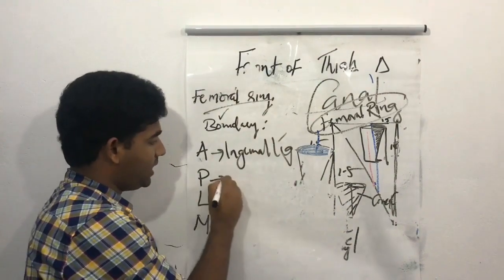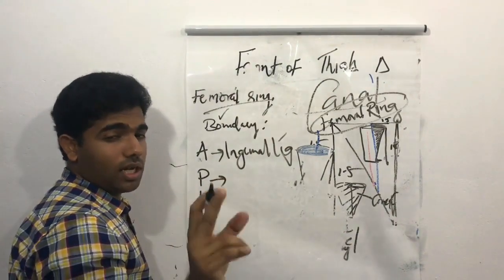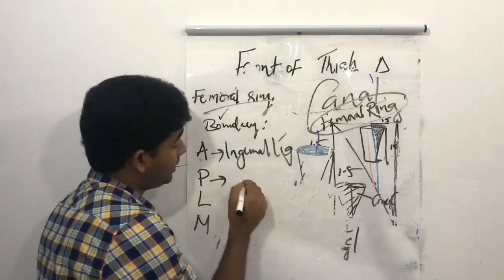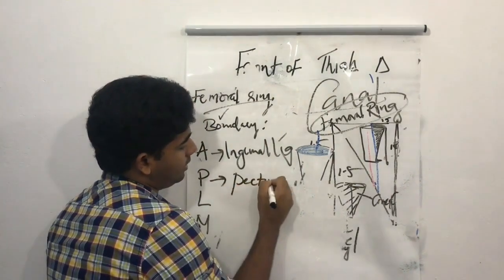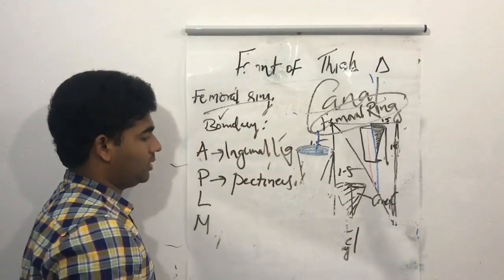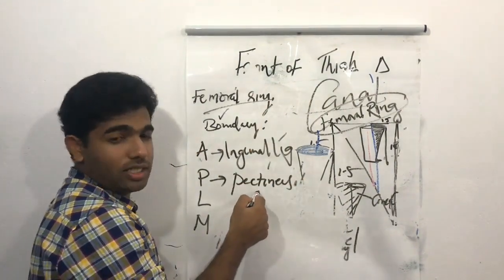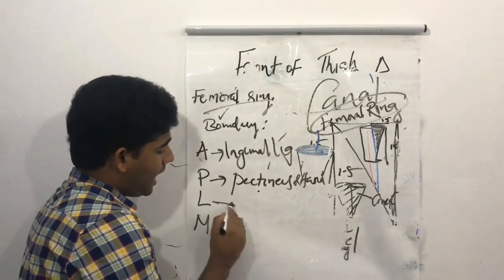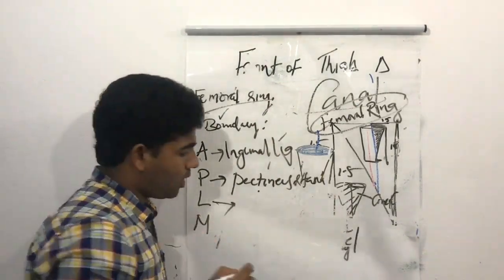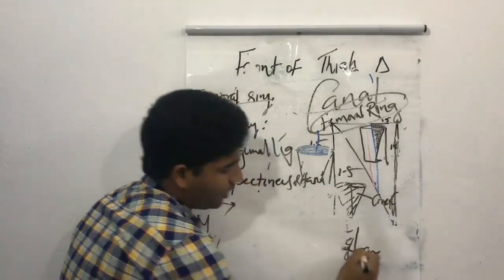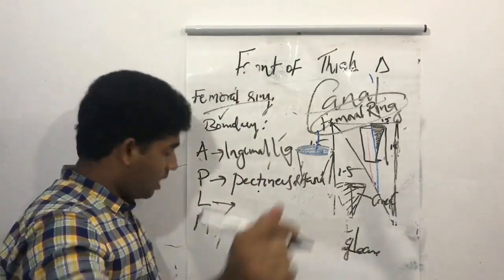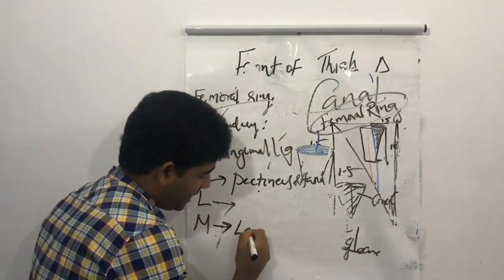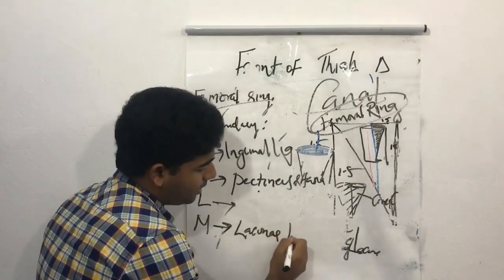Posterior, P stands for one muscle. In the floor we studied a muscle with P. Can anybody tell? The pectineus muscle. So posteriorly by the pectineus muscle and its fascia. Then medially there is a ligament known as the lacunar ligament. L for L. You may think it is lateral, but here it is medially. Remember the difference. Medially by the lacunar ligament.